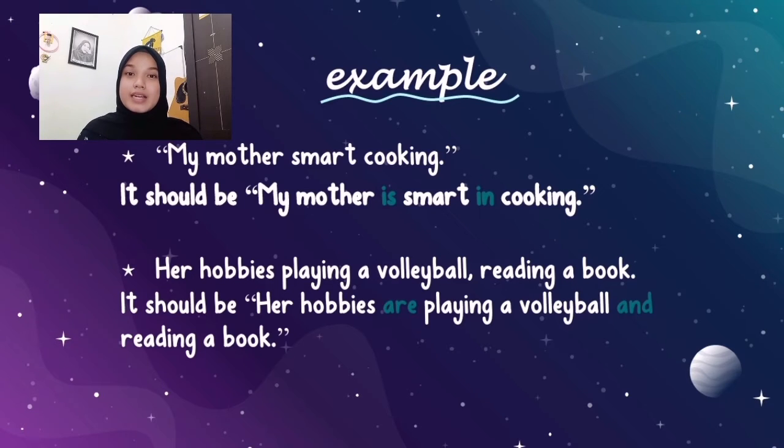Okay, let's look at the example. My mother, smart cooking. Yeah, it should be my mother is smart in cooking. Next, look at the second example. Her hobbies playing football, reading a book. It should be her hobbies are playing football and reading a book.